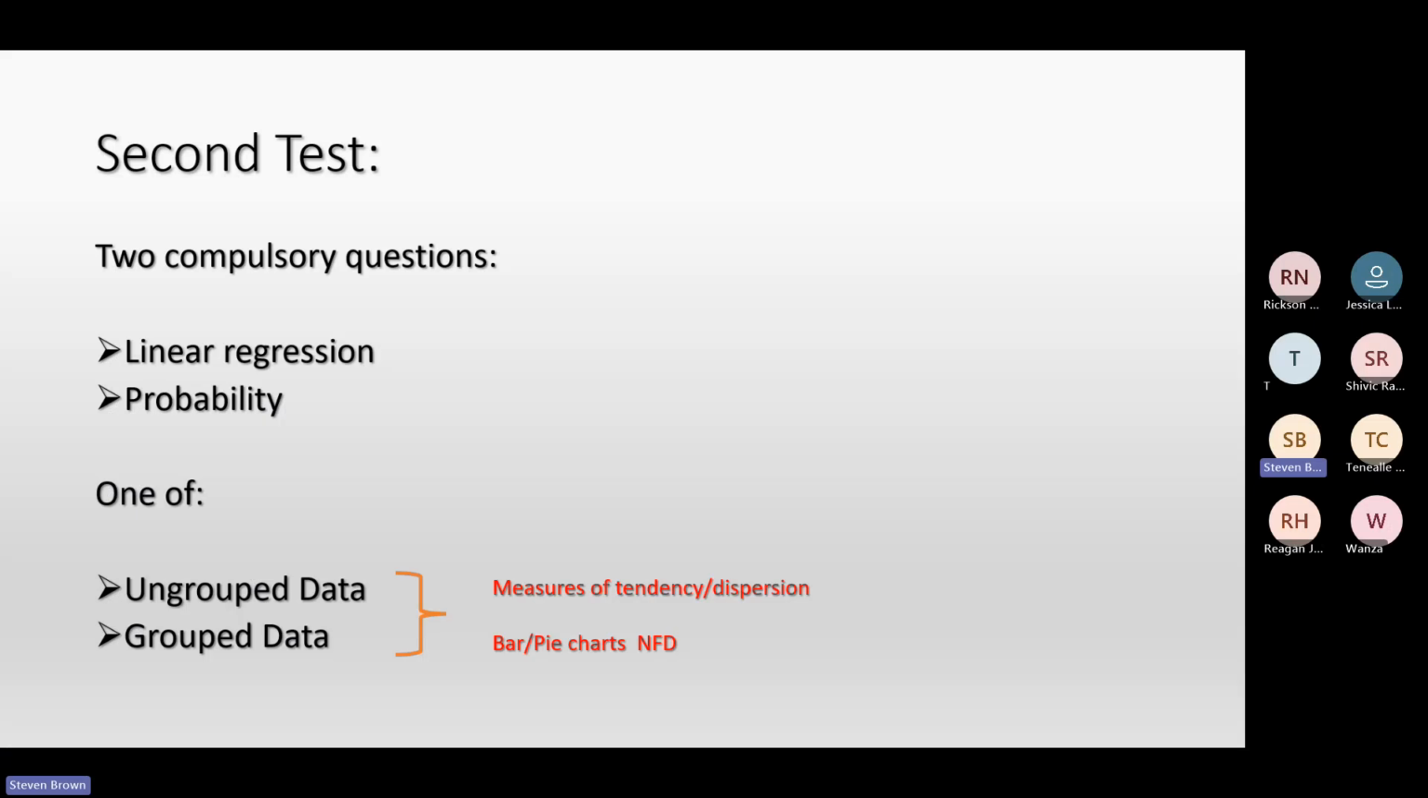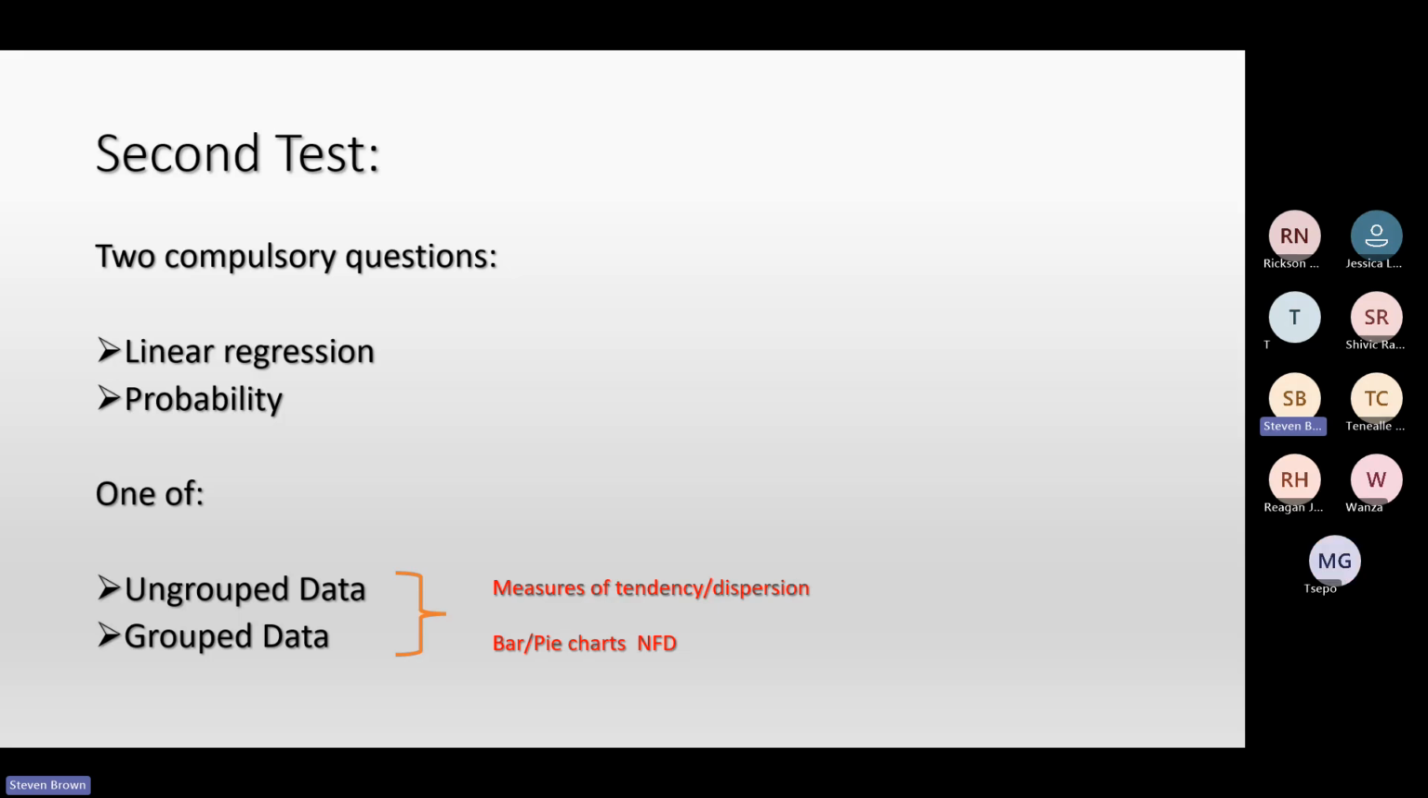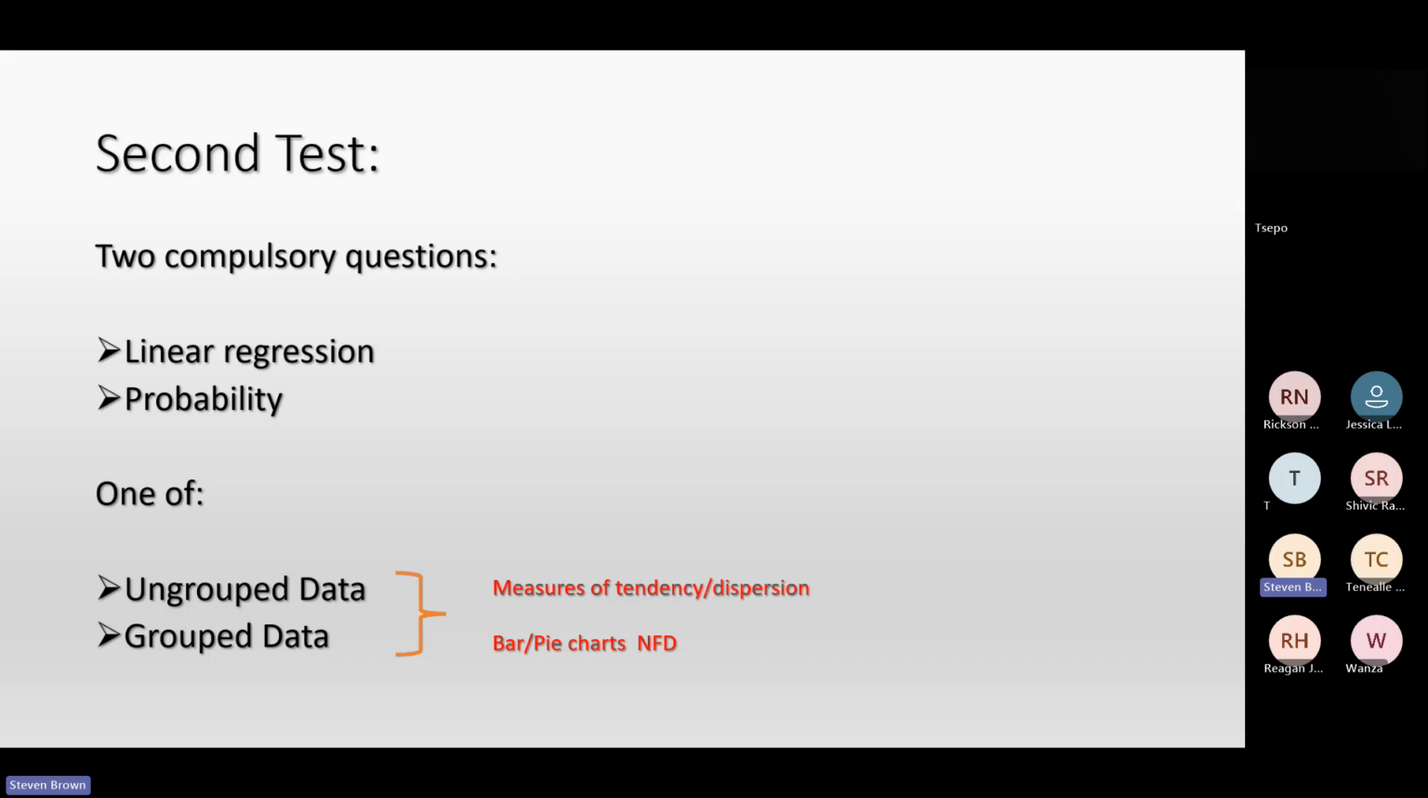There's going to be 2 compulsory questions and 1 which is going to be a choice. So the 2 questions that are going to be compulsory are linear regression and probability, okay? And then the choice will be, so it'll be question 1, which will be linear regression. Question 2 will be a probability question.